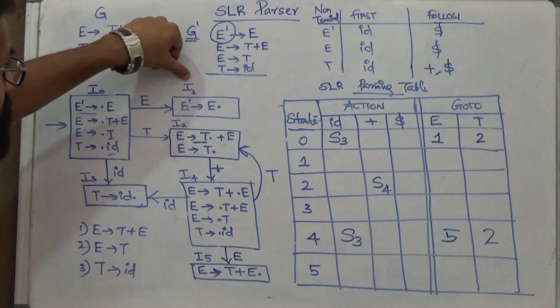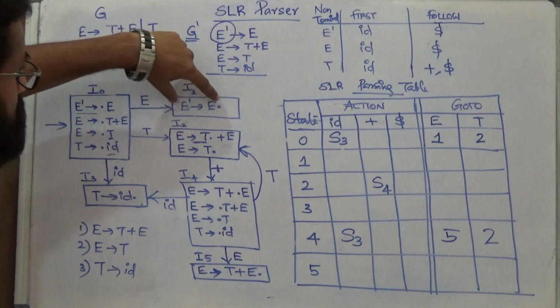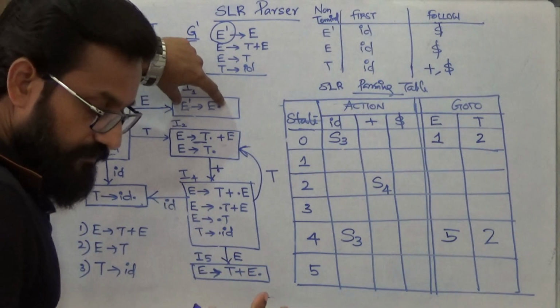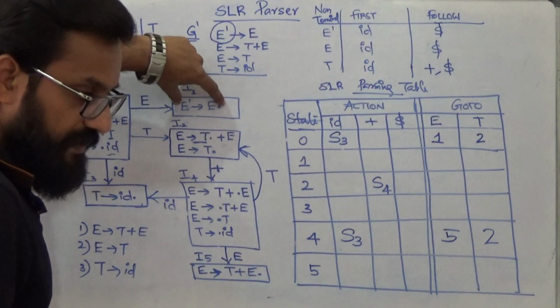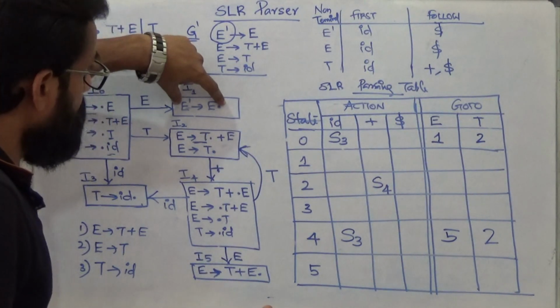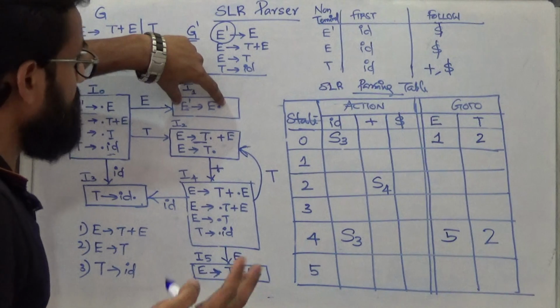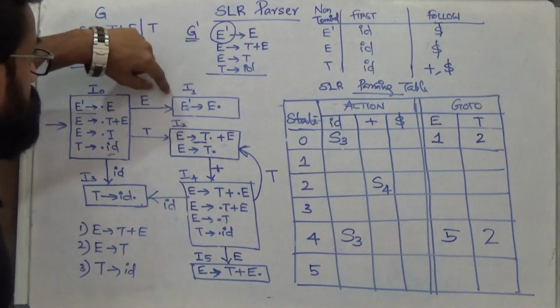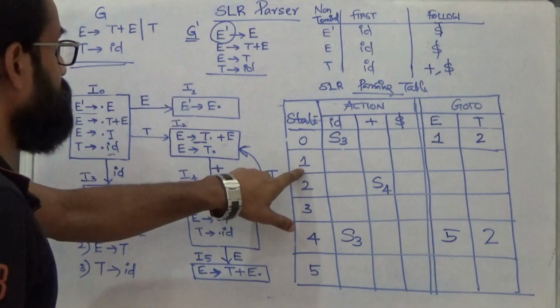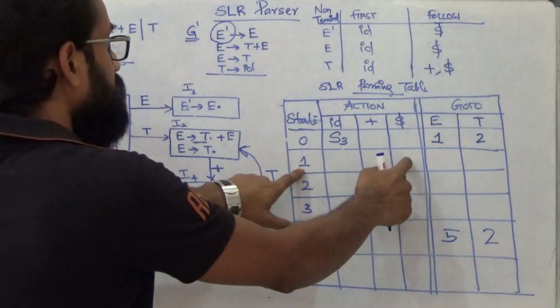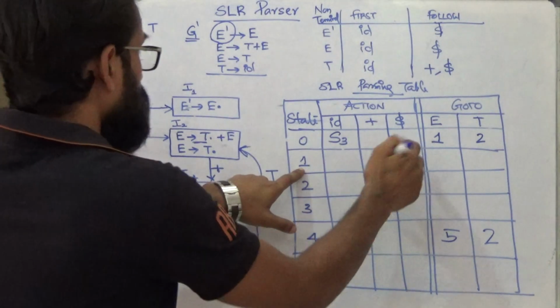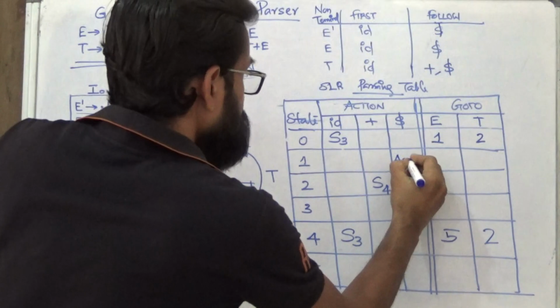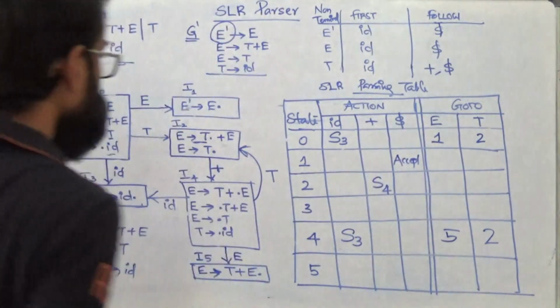So for I1, this will be the last production to be applied by the parser in order to accept the string. So if this is the case, corresponding to state 1 and corresponding to the delimiting symbol dollar, the action to be performed is accept.